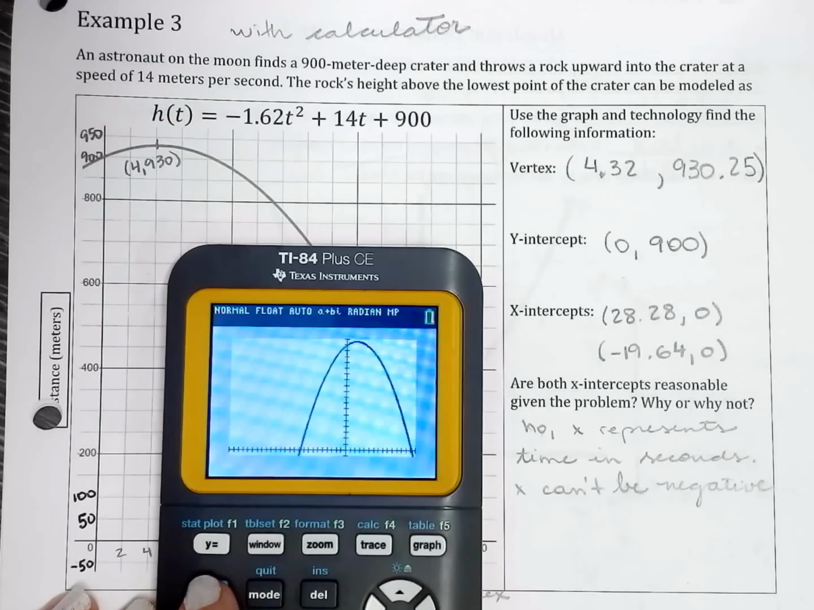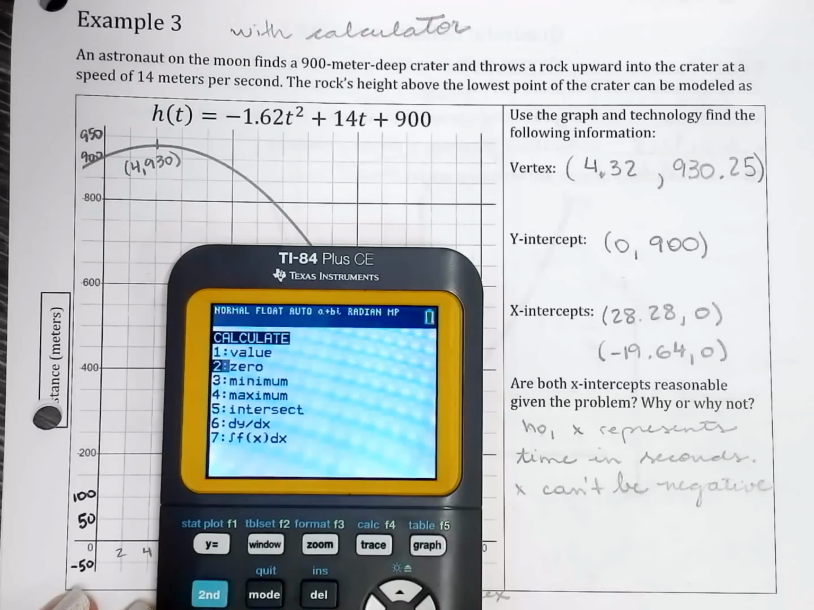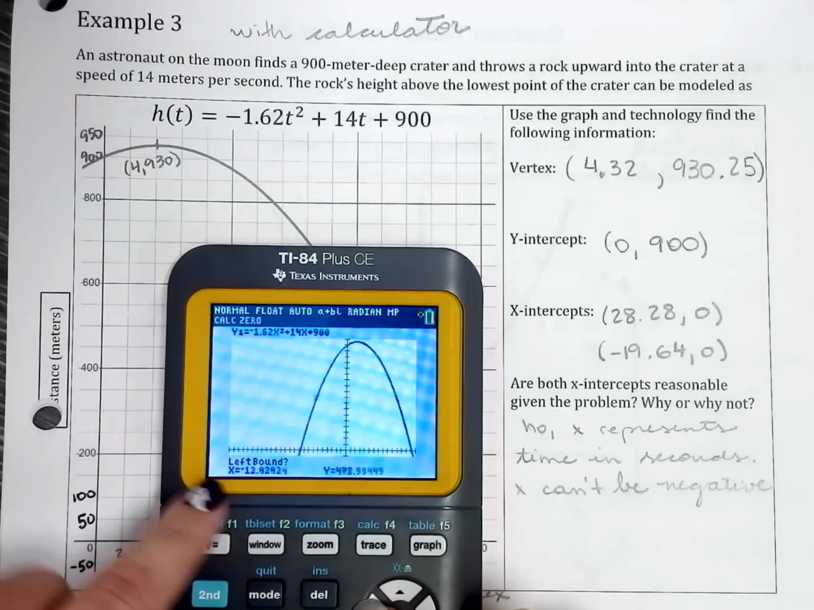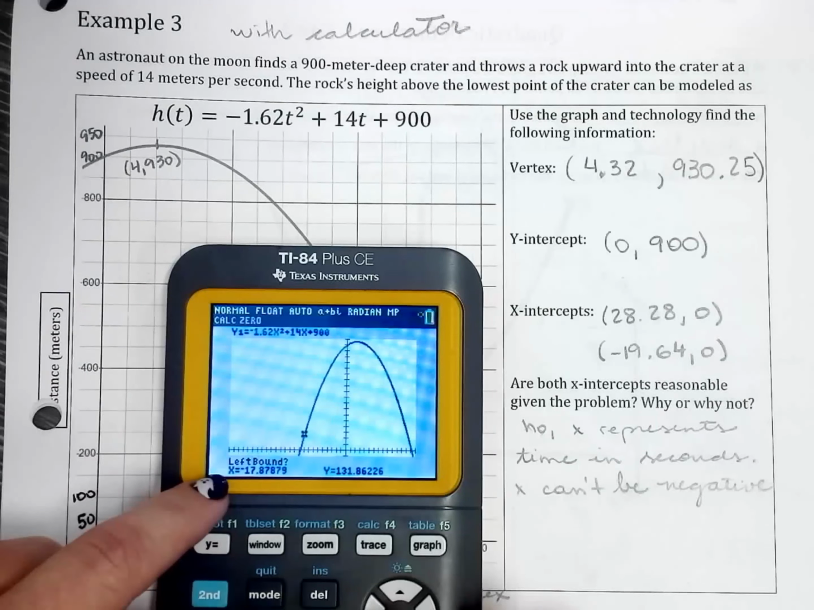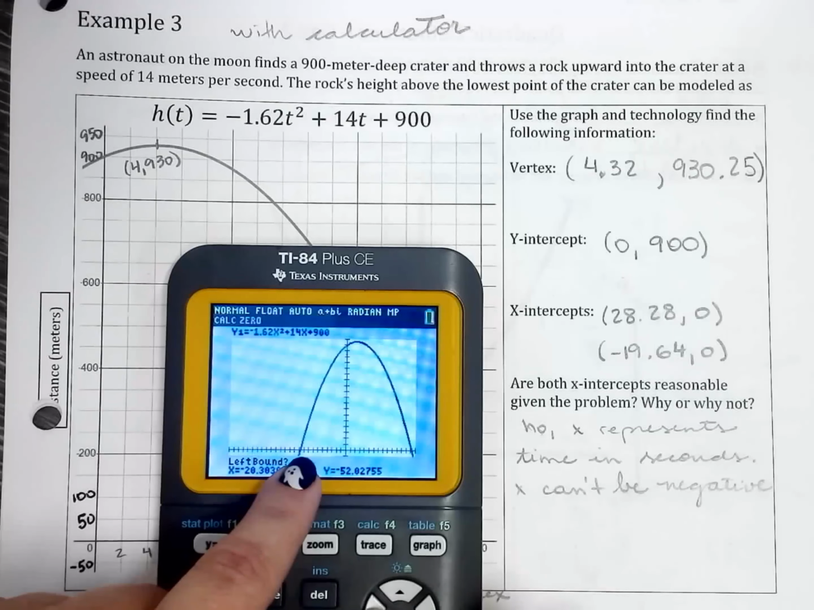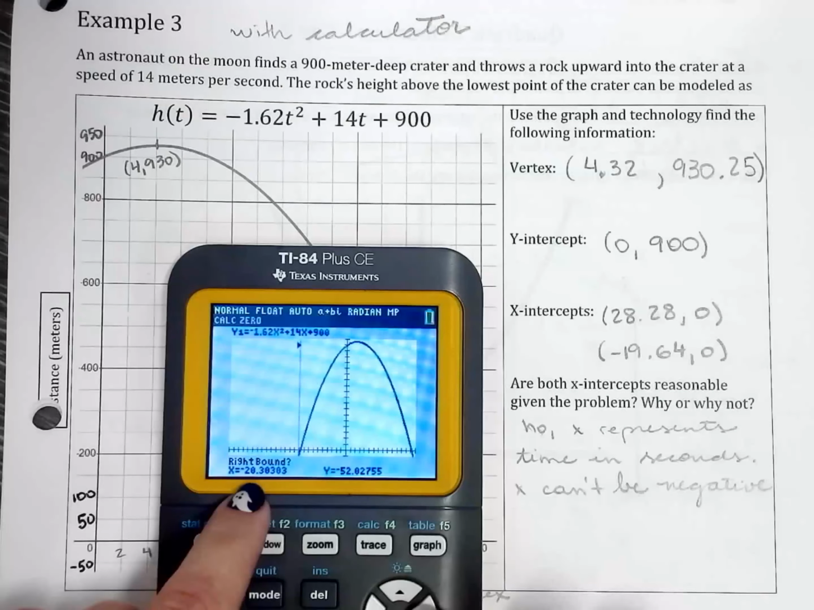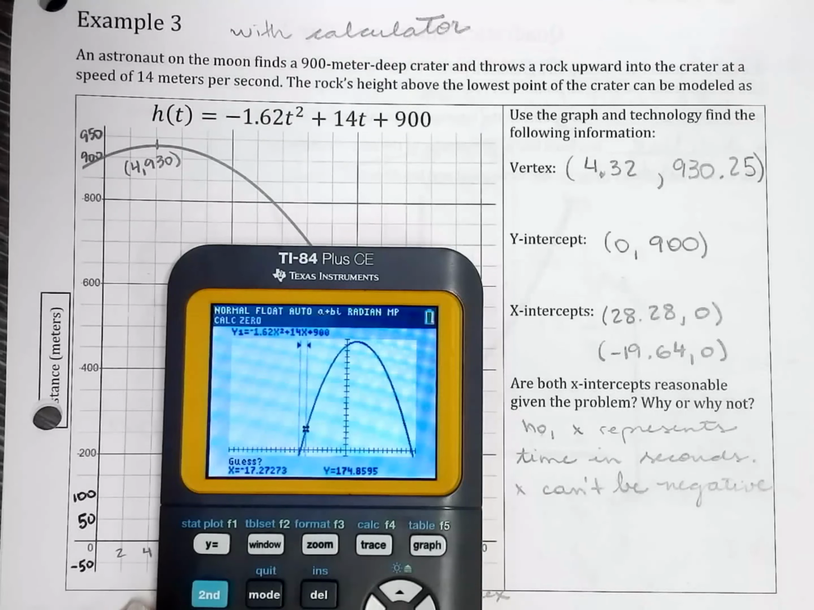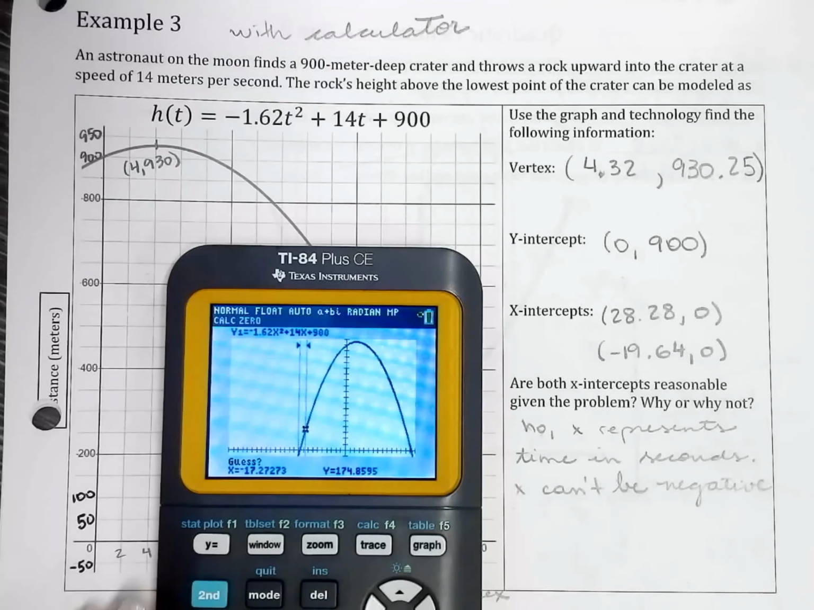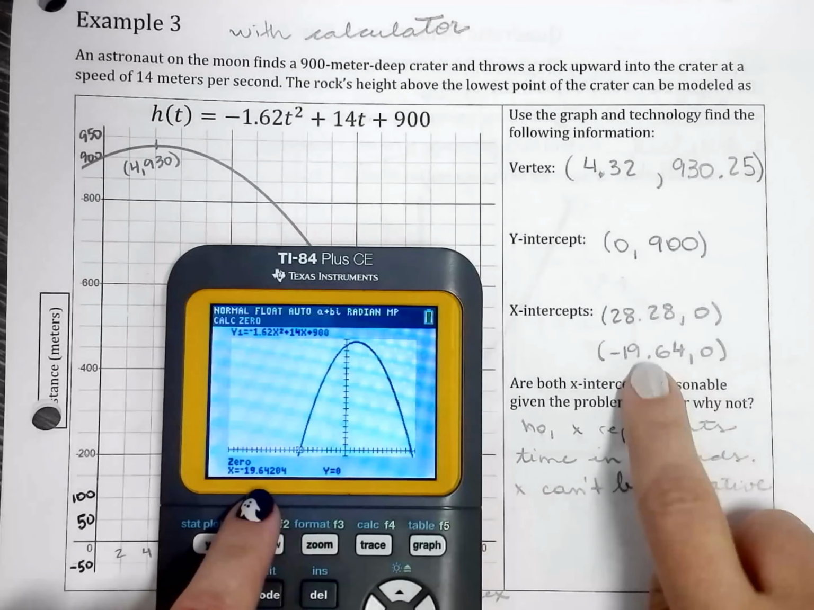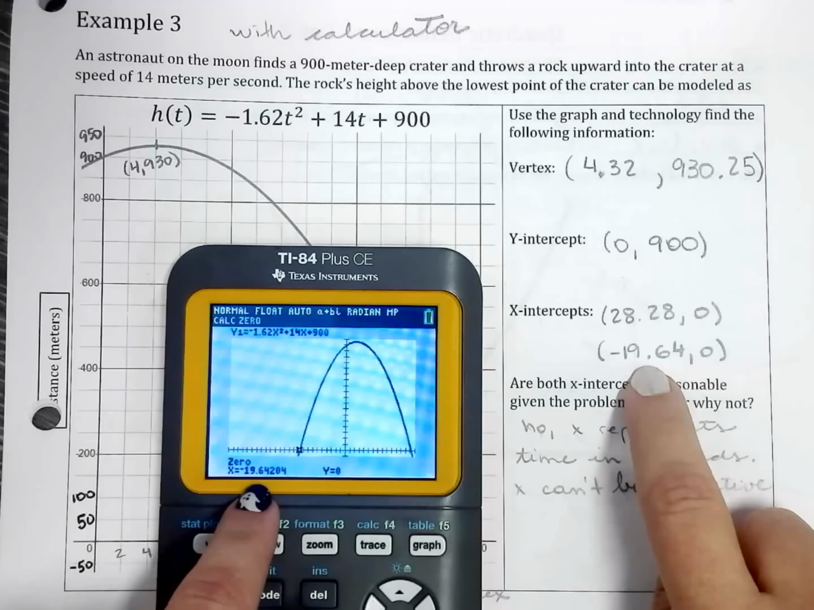So off we go. So second calculate, 0. Move the cursor over to the left side of that point that you're looking for. Press enter, right boundary, just the right side of that point. Press enter, enter one more time, and that will come back with the other zero of the function.